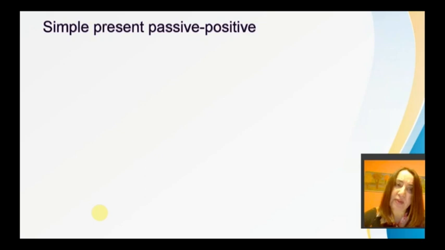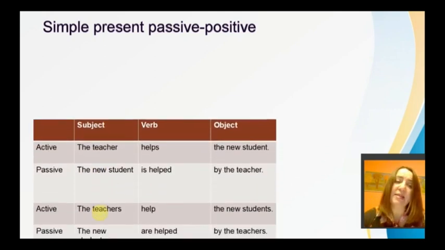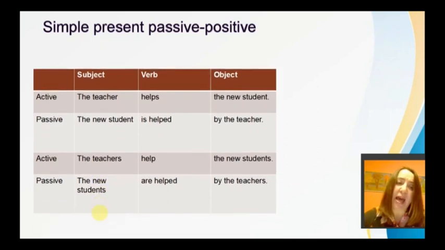The next important thing is positive of simple present passive. Let's see the table. Examples. Active singular: The teacher helps the new student. Passive: The new student is helped by the teacher. Plural active: The teachers help the new students. Passive: The new students are helped by the teachers.